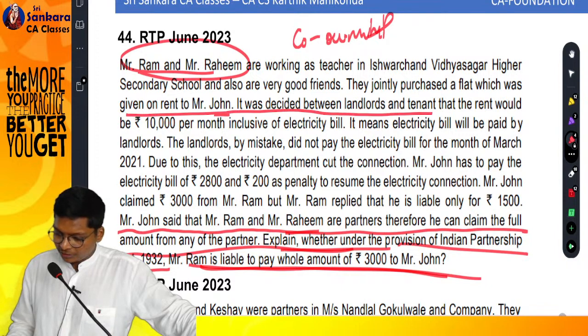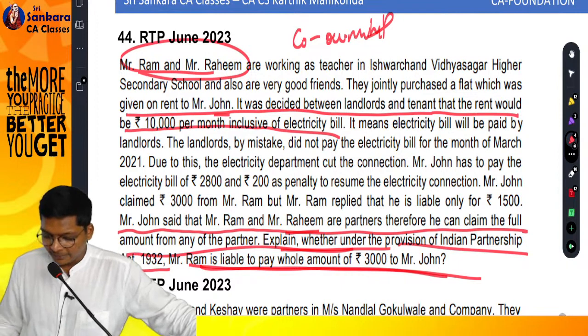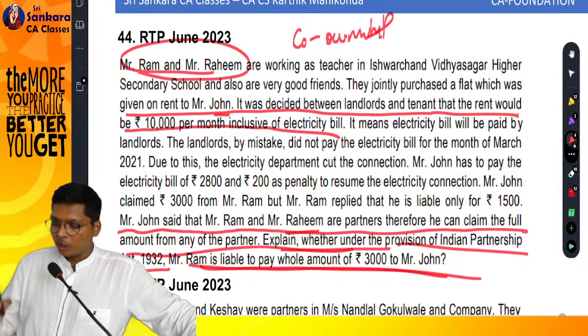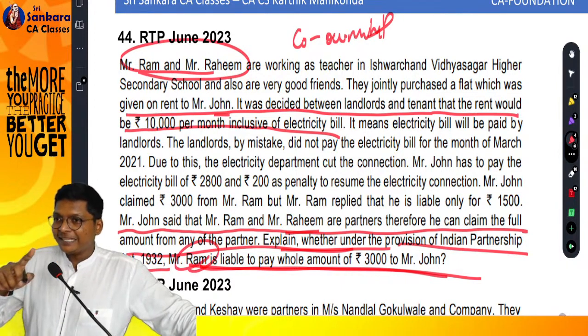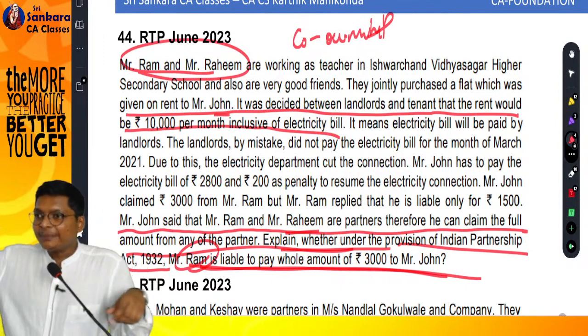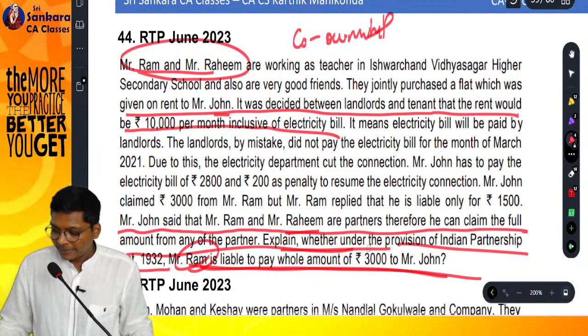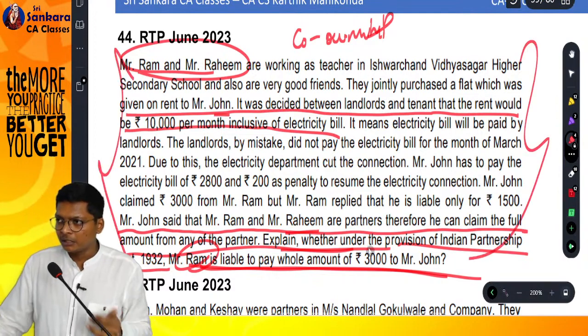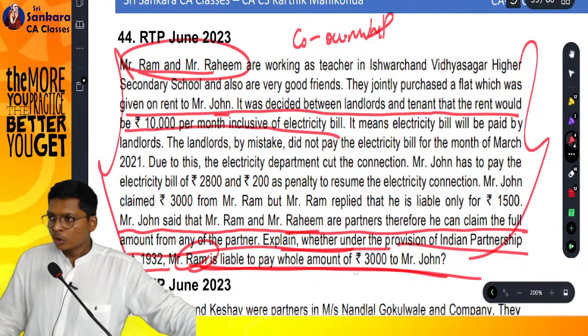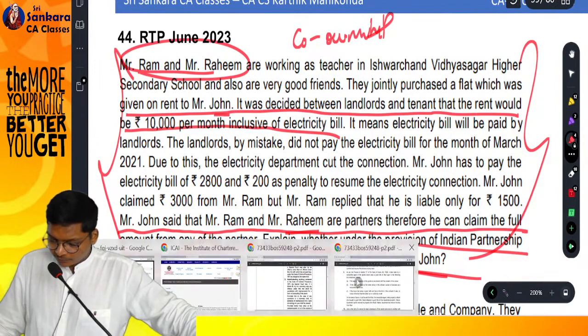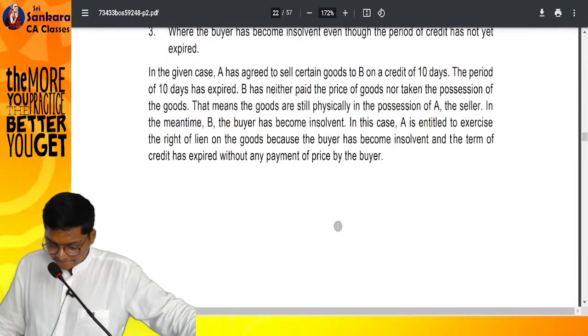It was decided that between landlord and tenant, the rent would be inclusive of the electricity bill. Basically, even if it's co-ownership, one party can pay the whole amount and claim the share from the other party. Same as joint promisor. But this is not a partnership, first of all. Correct? It is what? Co-ownership. Let's go look at the answer.